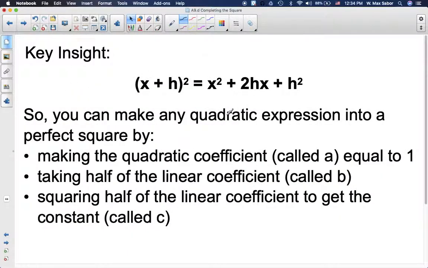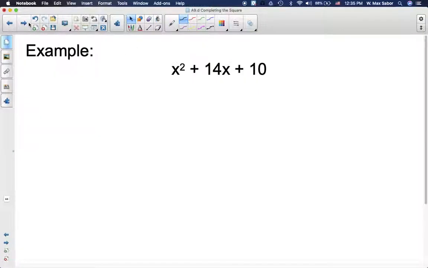So you can make any quadratic expression into a perfect square by making sure that this is 1, taking half of 2h, which will be h, and then squaring it to get our constant term, c, which is h squared. So the example is we are going to take this 14, cut it in half, giving us 7, and square it to get 49. So this is half, and then square. This is the consistent thing that we're going to do with the b term.